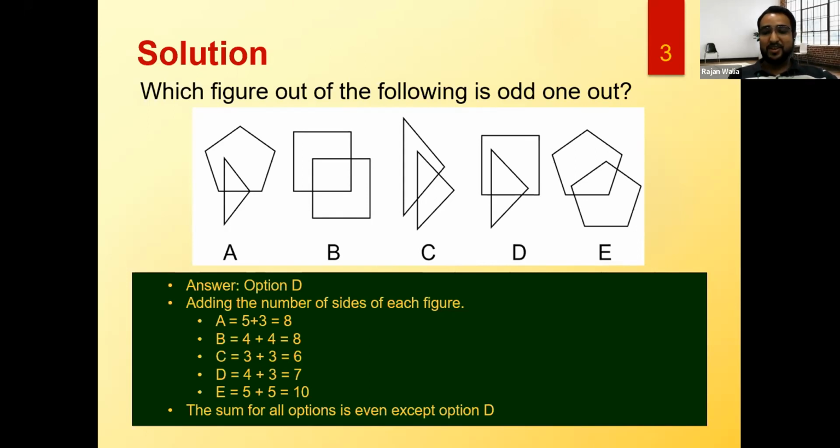Okay, students? So in these reasoning classes, we are going to learn how to solve this kind of question, and how to think logically so that we can answer this kind of question.